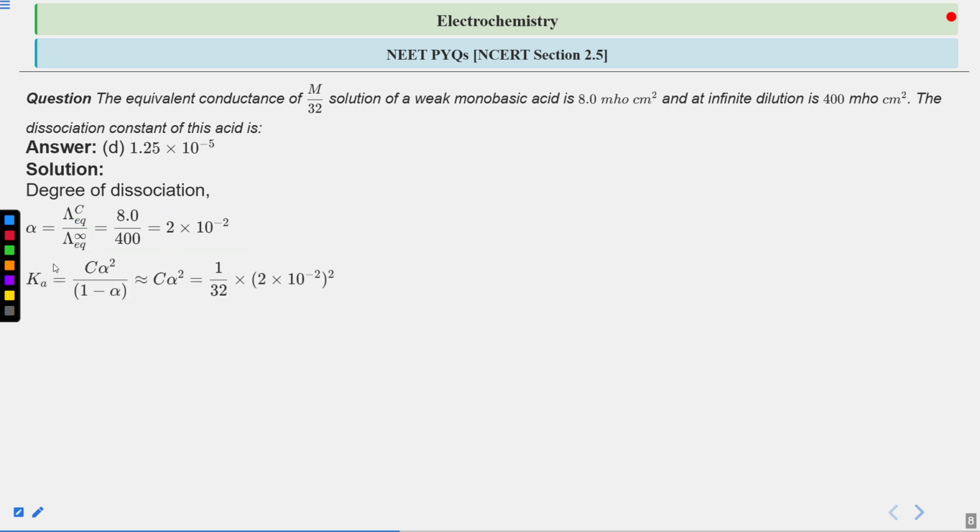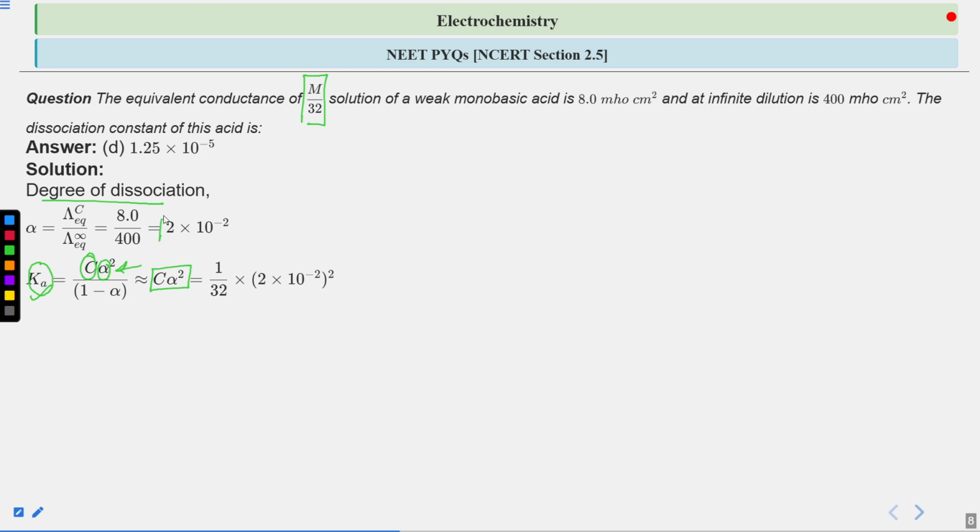Now the dissociation constant, that is Ka, in terms of alpha is defined as C alpha square divided by 1 minus alpha. Alpha here represents the degree of dissociation and C represents the concentration. Concentration is already given in the question, right? Now we are taking this whole quantity of Ka as equivalent to C alpha square. That means only the numerator part. Why? Because in the denominator we have 1 minus alpha.